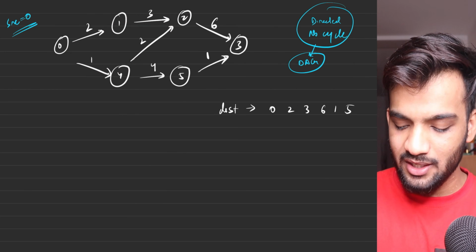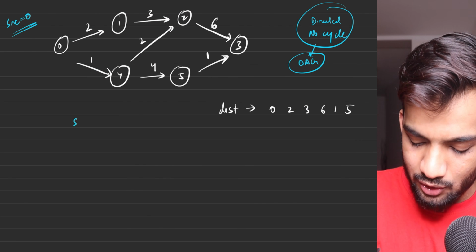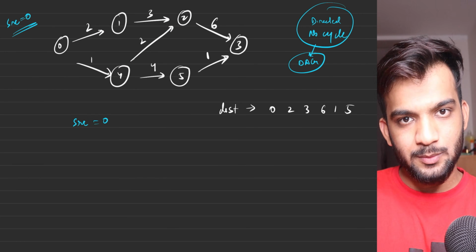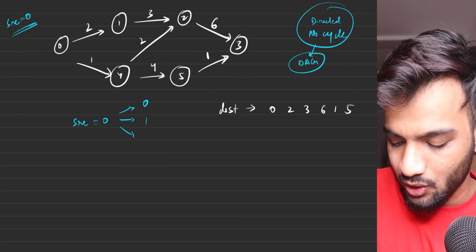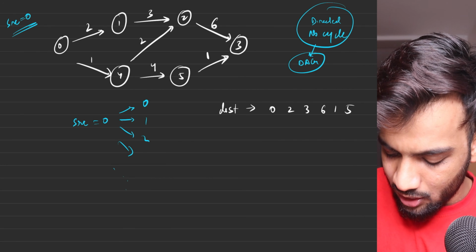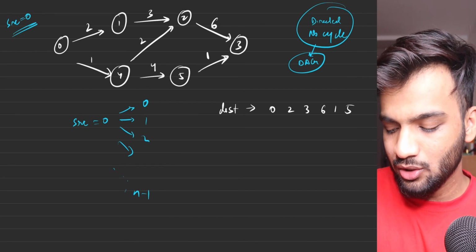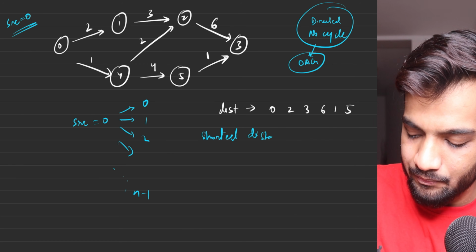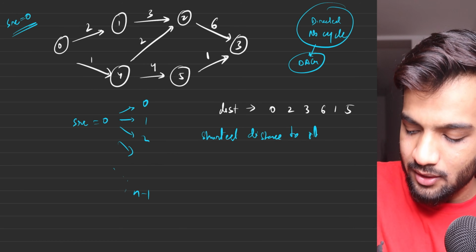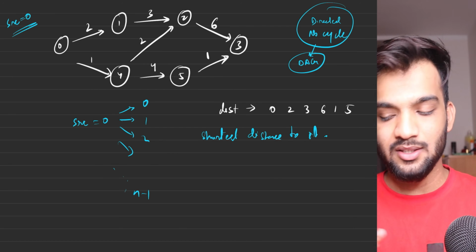So the question is very straightforward and simple. You're given a source and it will always be 0. From 0 to all other nodes, 0, 1, 2, 3, and so on till n minus 1, you have to find me the shortest distance to travel. Shortest distance to it. That is what the question states.